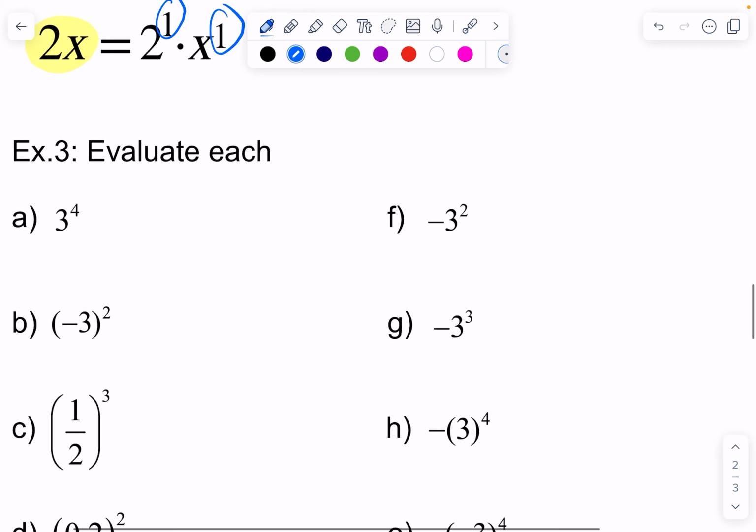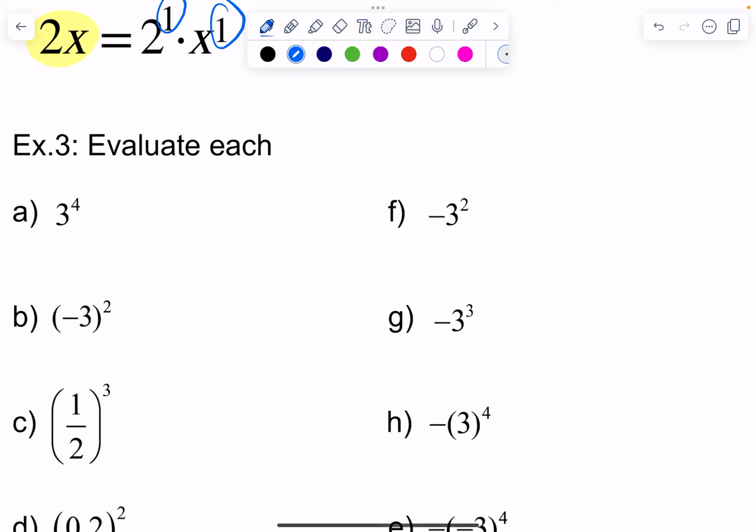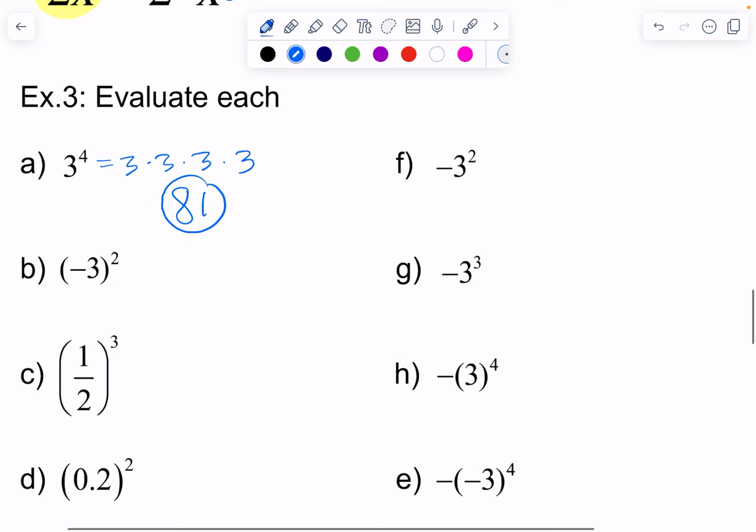As far as evaluating exponents, let's go over it. 3 to the 4th power simply means 3 times 3 times 3 times 3, because it is repeated multiplication, so that would be 81. Now, (-3) to the 2nd power. If you notice, you have the negative 3 inside of the parentheses. Exponents are going to affect anything to their immediate left, or everything inside of the parentheses. So in parentheses, (-3) squared will equal -3 times -3, which equals positive 9.